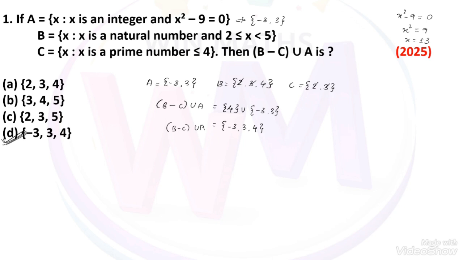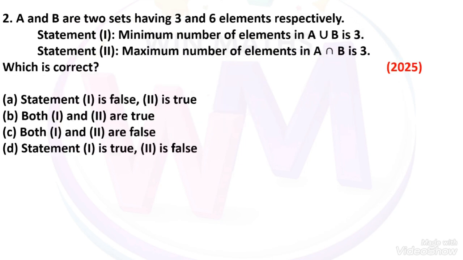Now, there is a second question. A and B are two sets having 3 and 6 elements respectively. So first I have to write the number of elements in A is equal to 3 and the number of elements in B is equal to 6. Later, they give two statements.